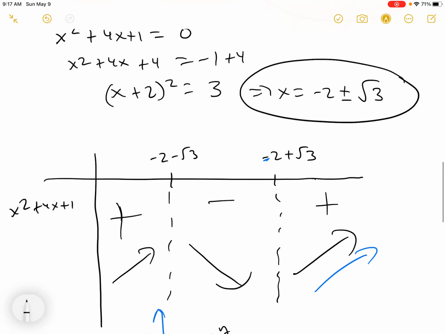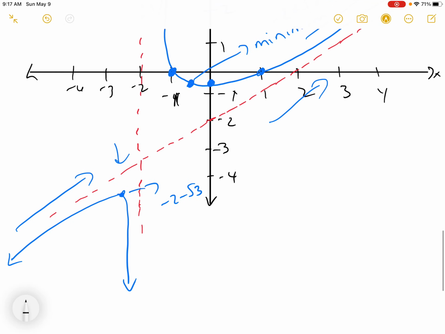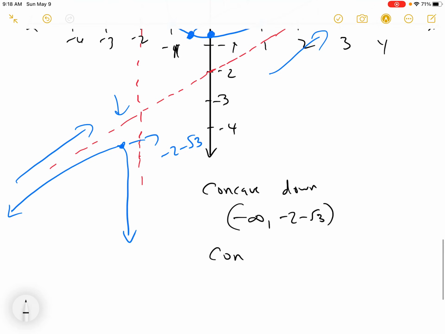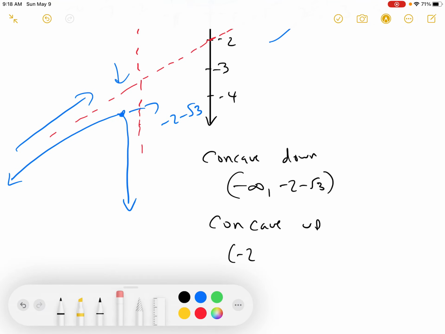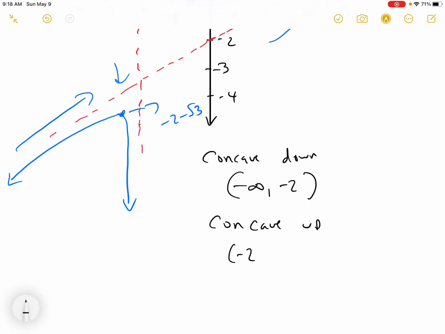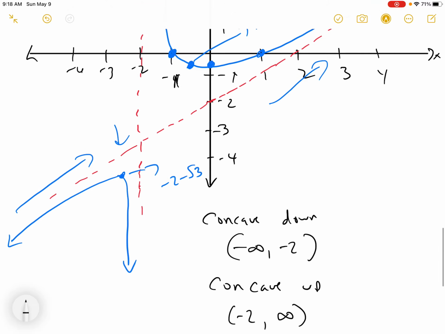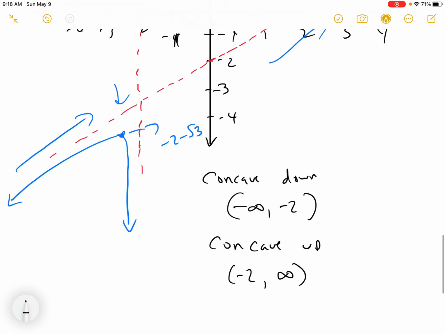So let's be clever about this. Look at this graph. It's concave down on minus infinity to minus 2 minus root 3. And it's concave up on... No. It's concave down. Look at the picture, Brent. It's concave down on minus infinity to minus 2 and concave up on minus 2 to infinity, right? No computation needed.